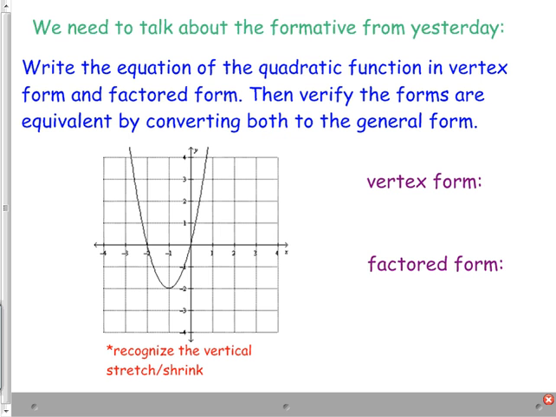I'm going to pause for just a second while you try to answer those 2 questions that are on the board. What's the vertex form of the equation, and what's the factored form? So here's what you should have said for vertex form. That's the vertex. The vertex is -1, -2, but vertex form is where you write it like this.